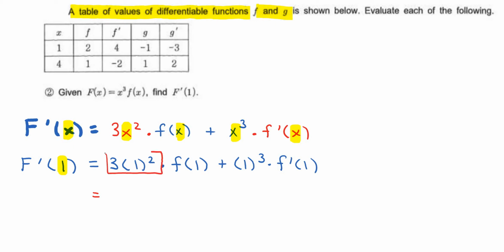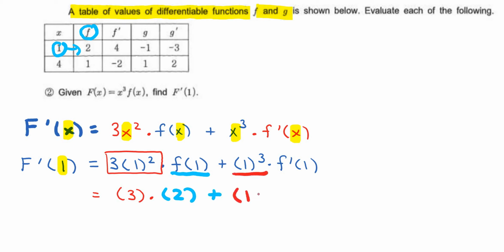This part right here, 3 times 1 squared, is going to be 3. And then let's take a look at f of 1. So where's f of 1? Well, here's f and here's 1, so f of 1 will be 2. So 3 times 2 plus, and then this part right here, 1 cubed is going to be 1, so 1 times 1 times 1 is 1. And then we have f prime of 1.